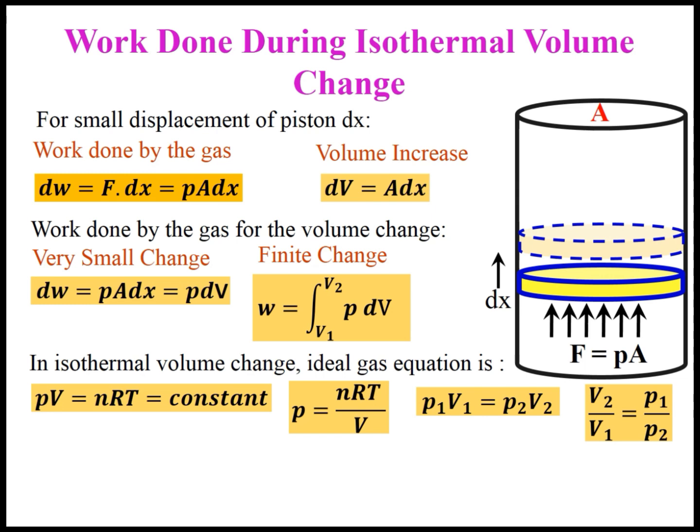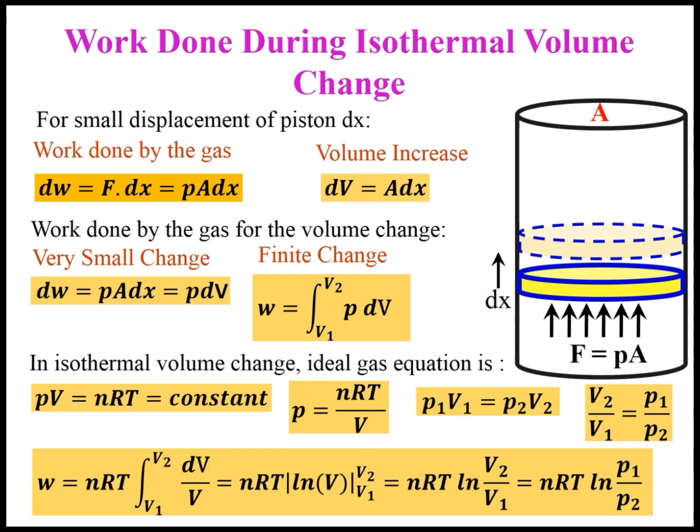The expression for the work done by the gas for finite volume changes can be calculated by substituting the value of P in this equation, integrating 1 over V over the volume from V1 to V2, and after applying upper and lower limits, we reach the expression in terms of volume, that is W is equal to nRT log of V2 over V1. This equation can be modified in terms of pressure, that is W is equal to nRT log of P1 over P2, by employing the equation V2 over V1 is equal to P1 over P2.